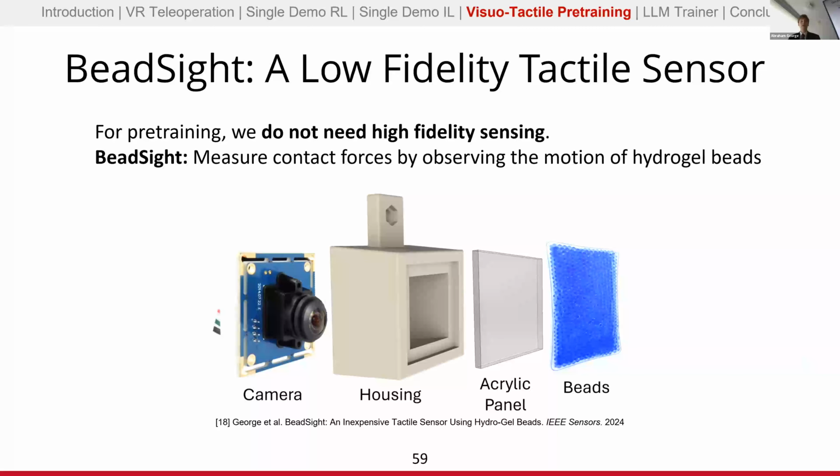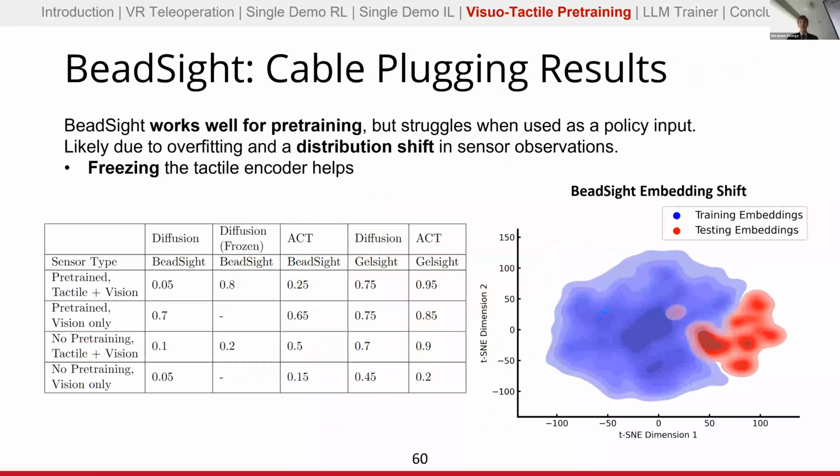Finally, we did a follow-up work using BeadSight, which is a lower fidelity tactile sensor. This sensor works by tracking the deformation of a sack of hydrogel beads and using that deformation to reconstruct the forces that were applied. And we found that even with this much lower fidelity sensor, visual tactile pre-training still significantly improved performance. In fact, it worked better than using vision and tactile at inference because the BeadSight had such a significant training to testing shift.